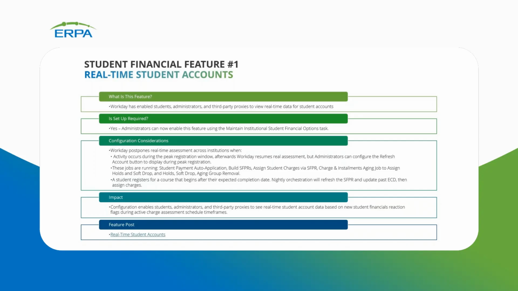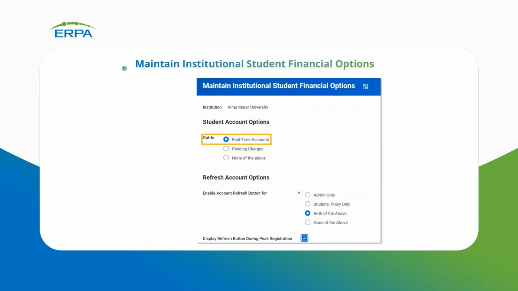Now, with this update, there'll be less confusion from the user perspective, less discrepancies, less outdated data. This will allow administrators and students to take immediate and accurate steps when reviewing a student's account. Now, to make this happen, administrators simply need to enable this feature using the Maintain Student Financials task. Let's see how this looks from the user perspective.